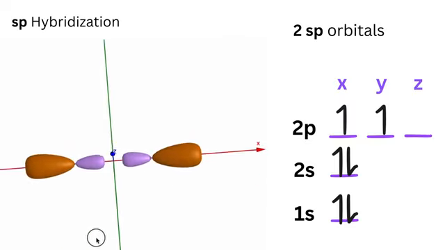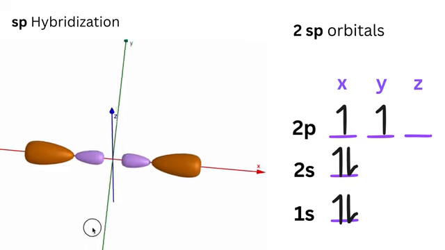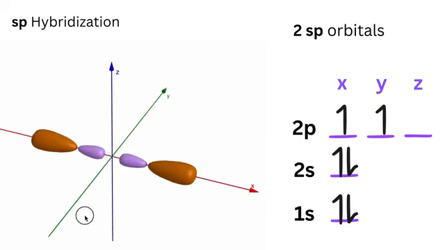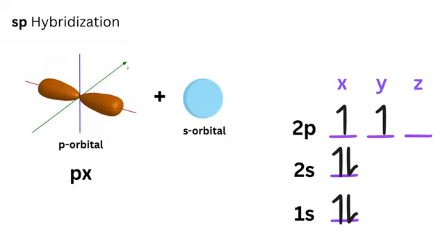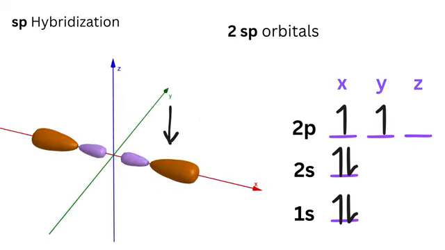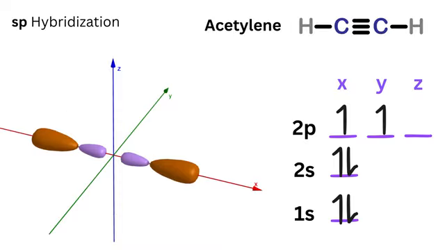They always point in exactly opposite directions, making a straight line, or 180 degrees apart, like this. So, for example, if the atom mixes its s and px orbitals, you get 2 sp hybrids along the x-axis, one in the positive x direction, one in the negative x direction. That's what happens in molecules like acetylene, the gas used in welding torches.